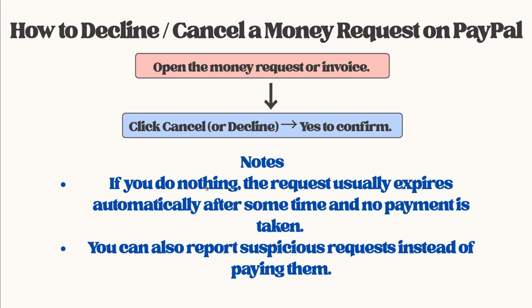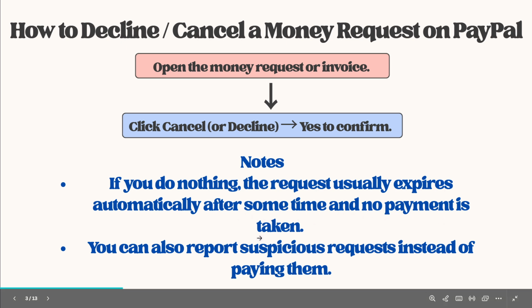On the request or invoice page, look for the option that says Cancel or Decline. The exact wording can vary, but it will be clearly visible on the page. Click Cancel or Decline, and when the confirmation prompt appears, choose Yes to confirm. That's it. Your action will notify the sender that you aren't paying, and the request will no longer appear as pending on your end.